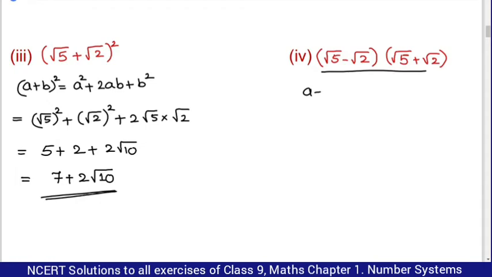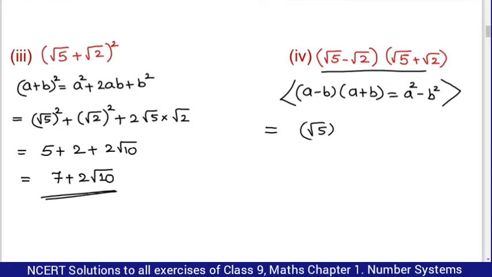Fourth one, here we will be using the identity (a − b)(a + b) is equal to a² − b². Now (√5)² − (√2)², which is equal to 5 − 2, that is 3.